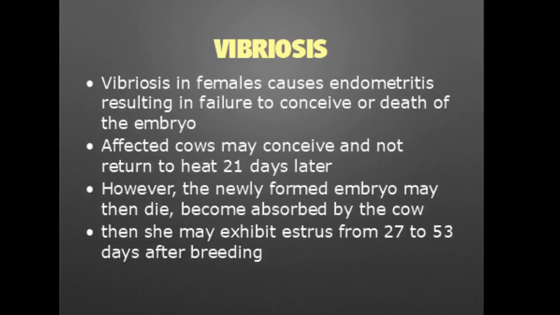In females, vibriosis causes endometritis, resulting in failure to conceive or death of the embryo. The affected cows may conceive and not return to heat 21 days later. However, when they do conceive, the newly formed embryo may then die and become absorbed by the cow. After that, she may then exhibit estrus from 27 to 53 days after breeding.